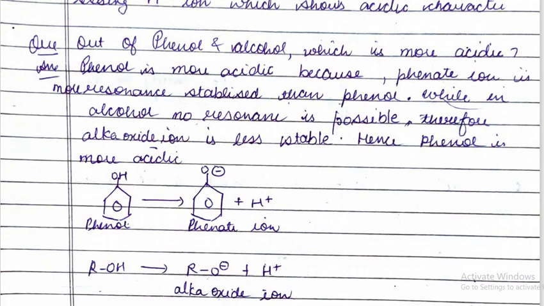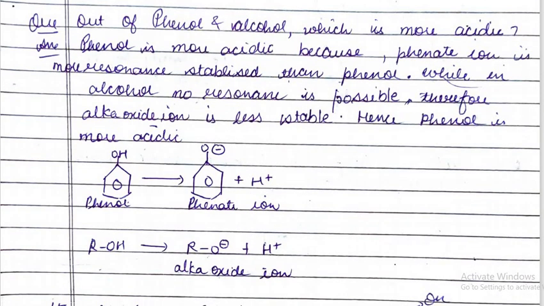So next is, out of phenol and alcohol, which will be more acidic? It is already clear, we have discussed in phenol. Phenol gives phenate ion. The phenate ion is resonance stabilized, so it is more acidic. While on the other hand, alcohol changes into alkoxide plus H positive ion. Alkoxide is not resonance stabilized, it has no resonating structure, so it is less stable, and this is more stable. So phenol is more acidic than alcohol.